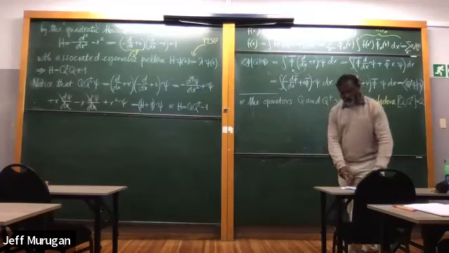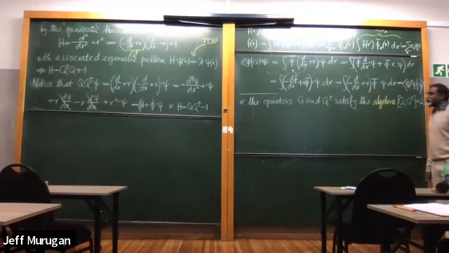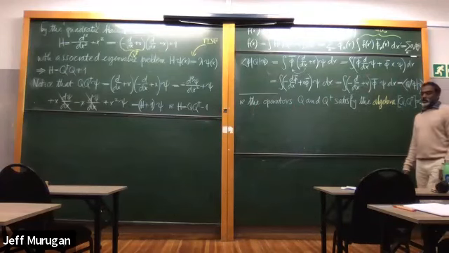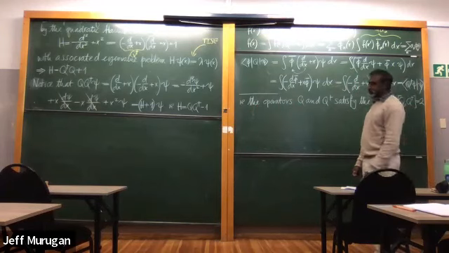First thing we know is the following. Suppose that I have some eigenfunction of q dagger q.